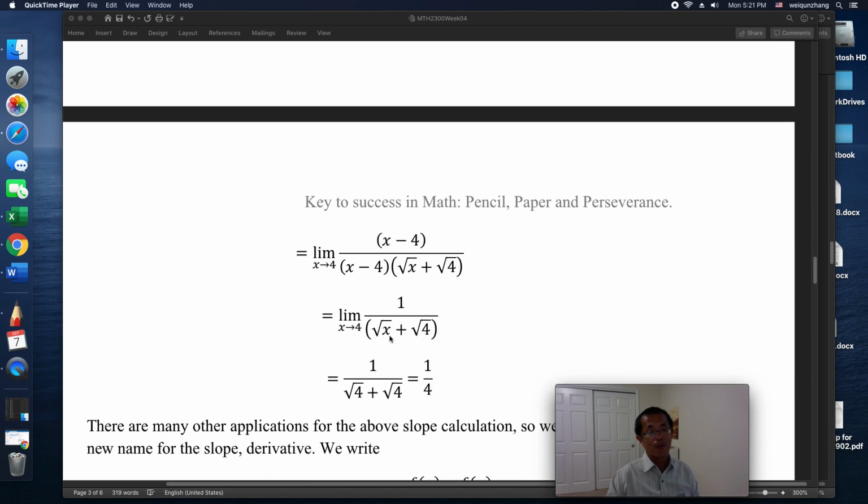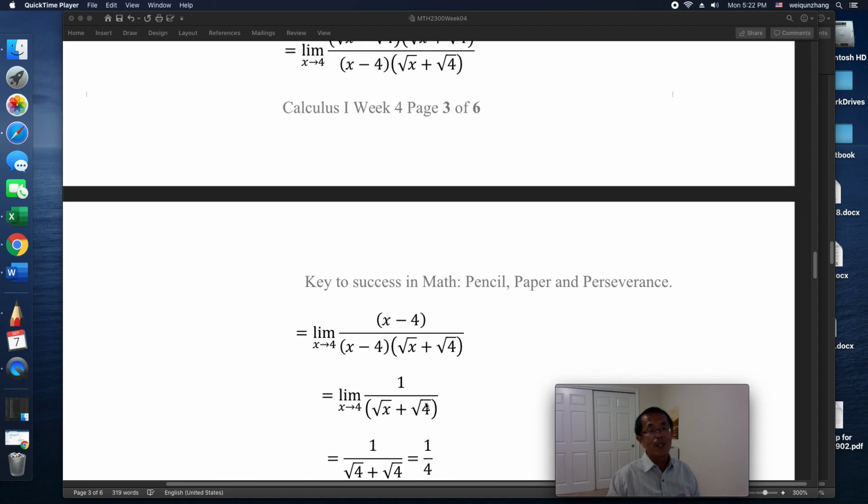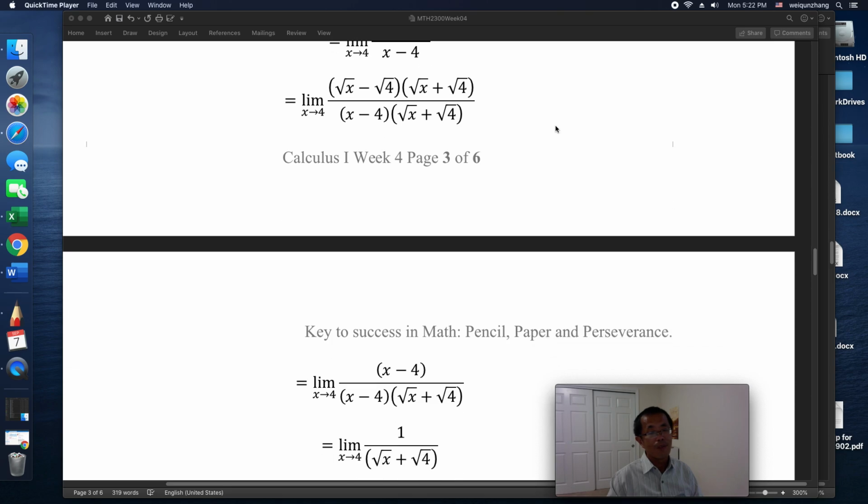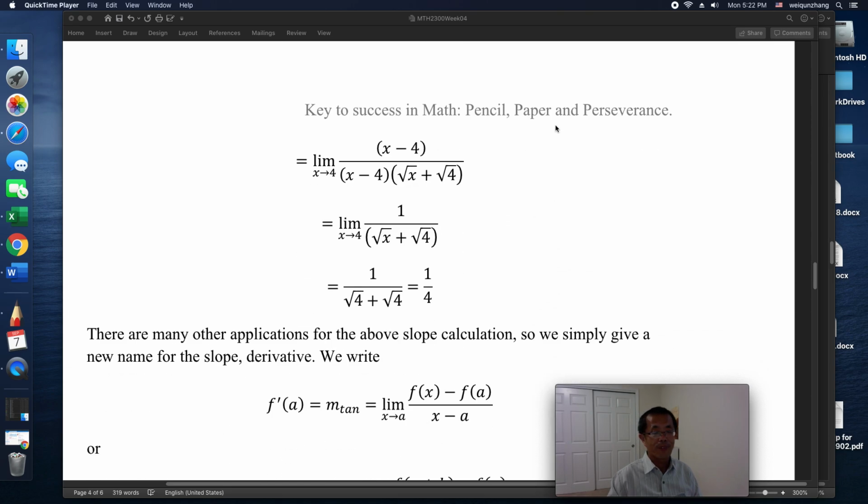Give a try for the direct substitution. It works perfectly fine. Replace x with 4. Square root of 4 plus square root of 4. Square root of 4 is 2, so 2 plus 2, that's 4. And since it's in the denominator, that's 1/4. The slope of the tangent line to this square root function at x equals 4 is 1/4.